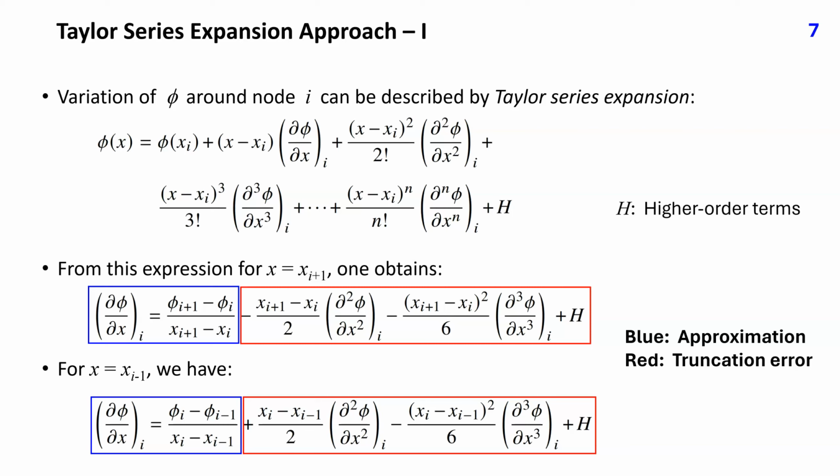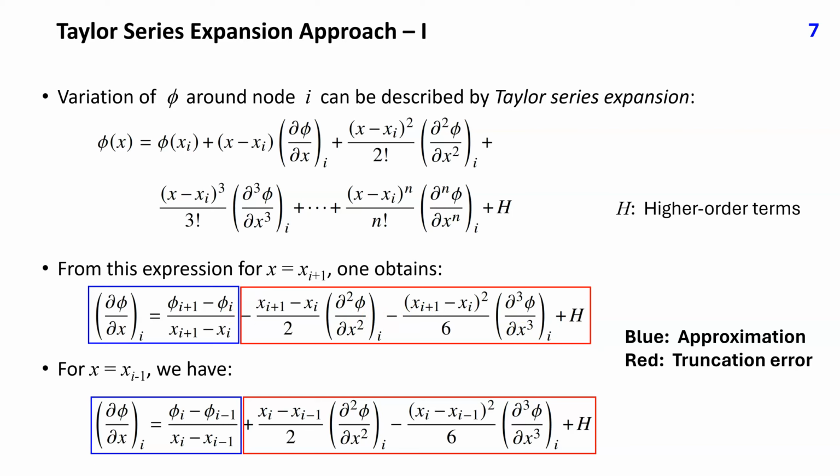If we in this expression replace x by xi plus 1 and rearrange so that the first derivative at point I is on the left-hand side and everything else on the right-hand side, upon truncation after the third term, we obtain this expression here. The part framed in blue represents the forward approximation from the previous slide. The red framed part is the truncation error for this approximation.